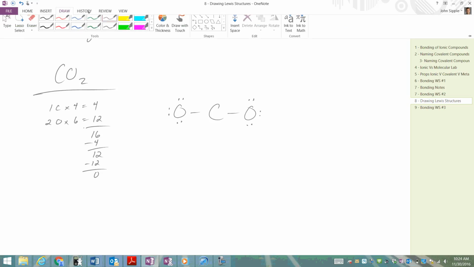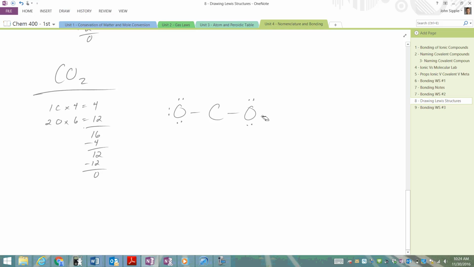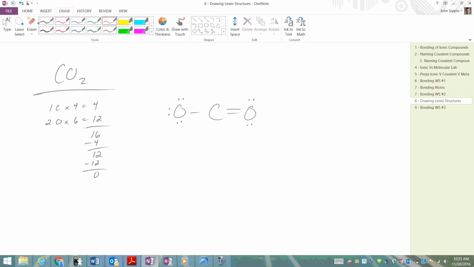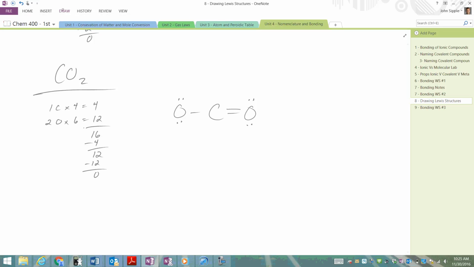So we're going to steal this pair of electrons here from oxygen and draw it in as a double bond now. Are we there yet? No, carbon still only has 2, 4, 6 electrons around it. So we got to steal another pair of electrons, and they need to be shared. So I'm going to steal that other pair. Boom. And now everybody's happy.